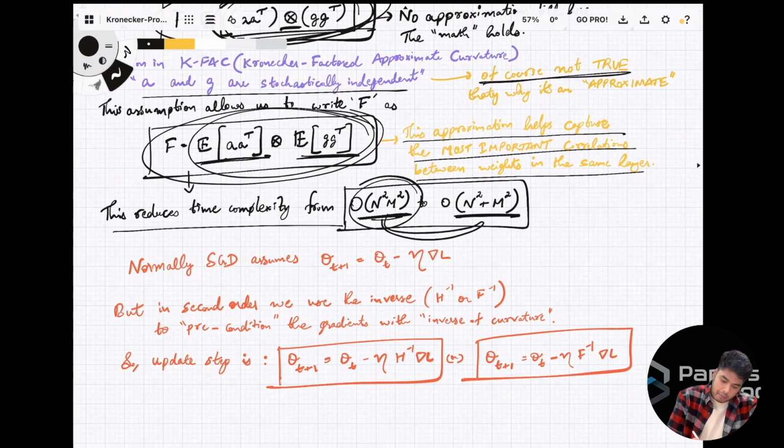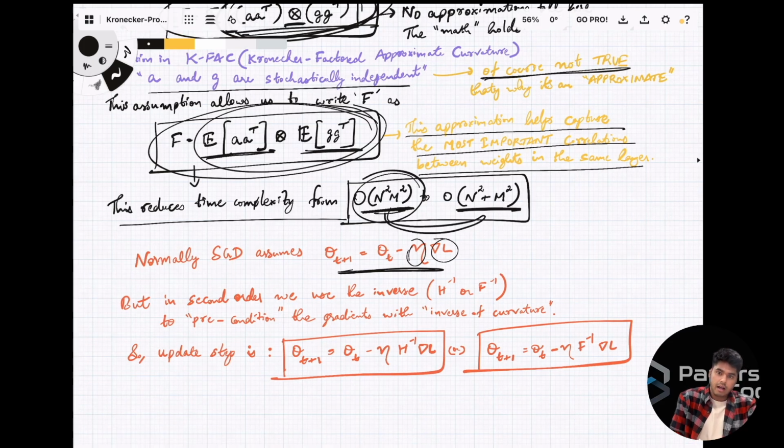Now, in a normal SGD, what happens is you update parameters assuming that your second order is an identity or something like that. So your theta t plus 1 is theta t minus your learning rate multiplied by your gradients, right? This is all right, but it doesn't take the curvature into account. Now, in second order, we use the H inverse or the F inverse, whichever you want to use.